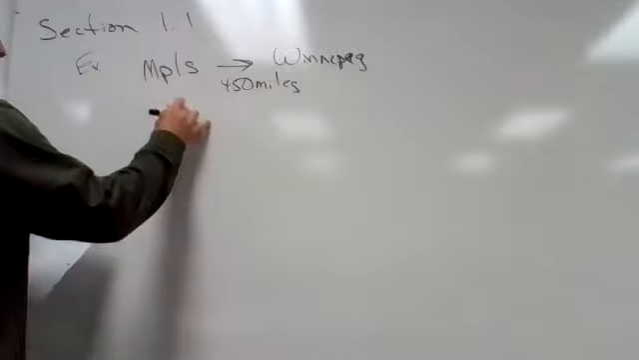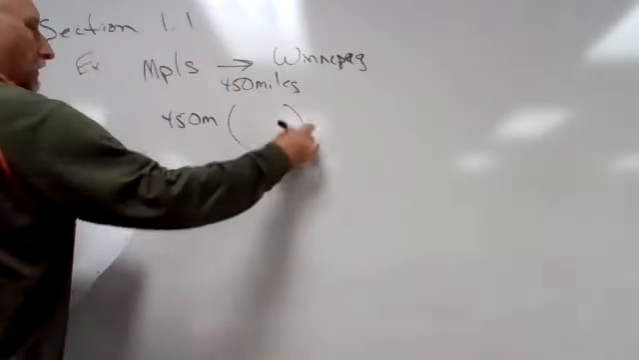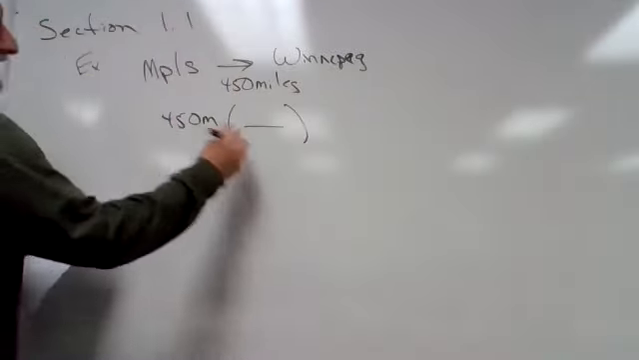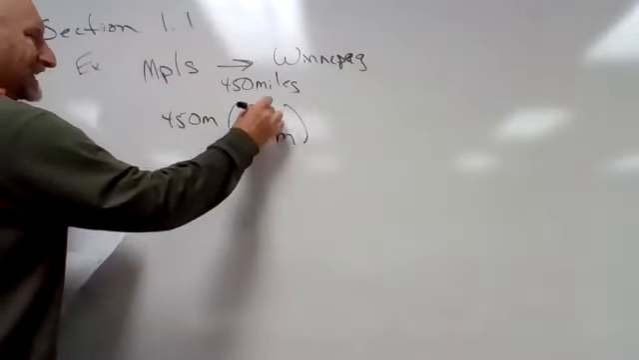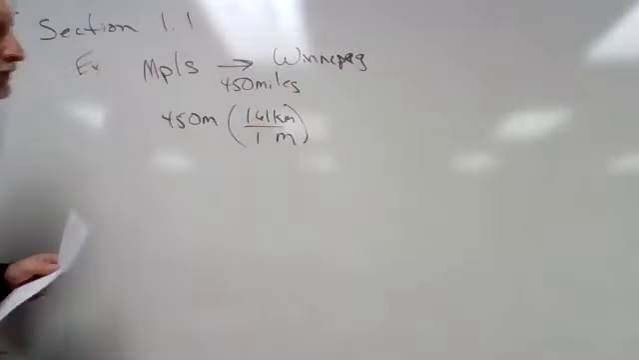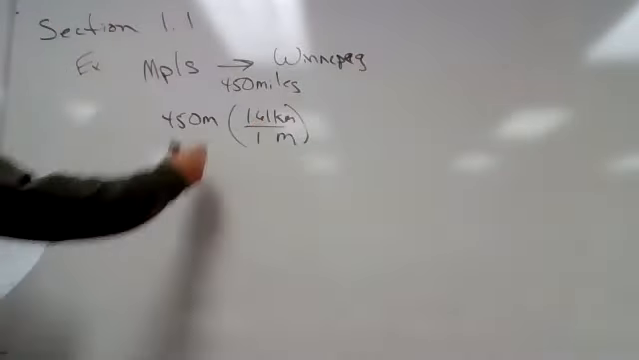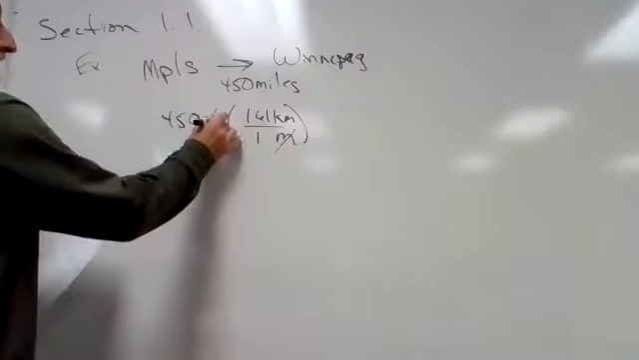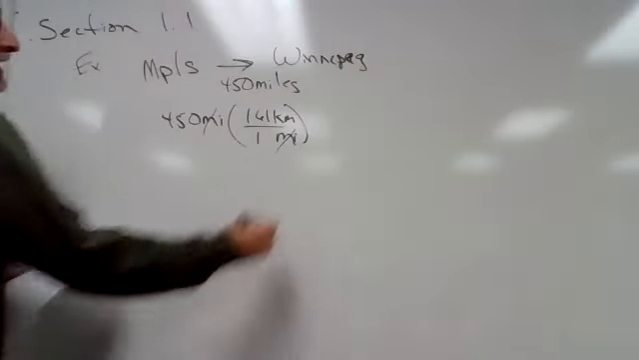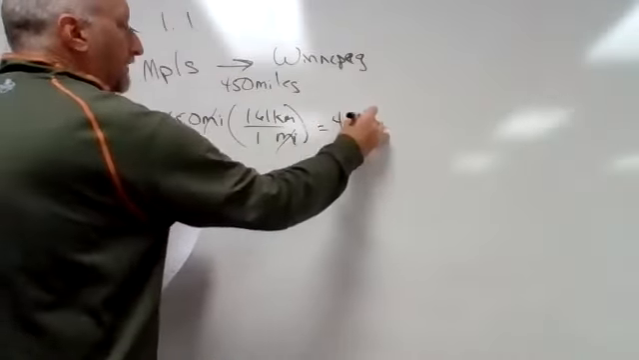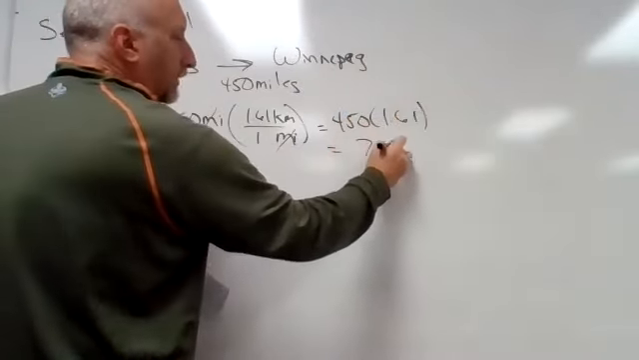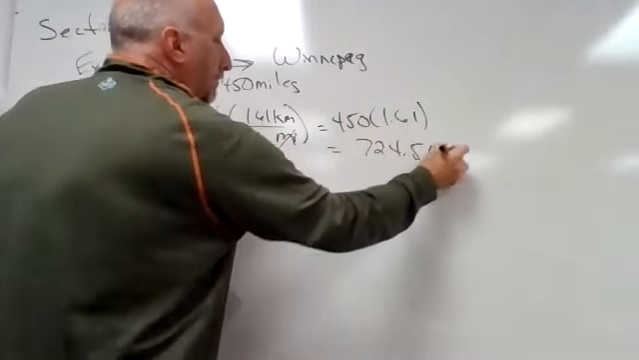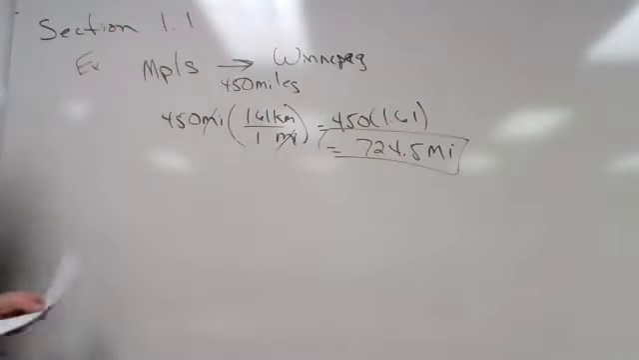I would take my 450 miles, with miles on top, miles on the bottom. I know that 1 mile is 1.61 kilometers. That goes back to that unit conversion that I gave you earlier. My miles cancel. And all I have to do there is take my 450 times 1.61, and I get 724.5 kilometers. So there's going to be some simple unit conversion of that nature as well.